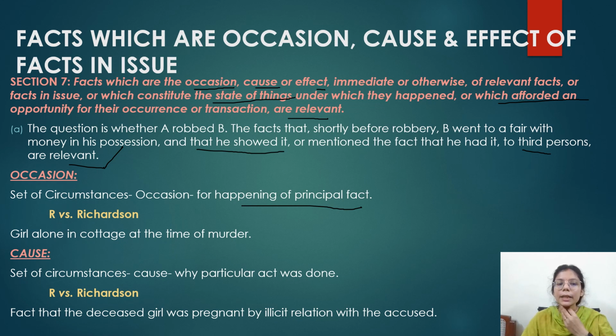In the R versus Richardson case, the girl was alone in the cottage at the time of the murder, so it provided an opportunity and the occasion as well, the occasion that there is nobody else present and the committing of murder of such a person is possible. So that girl was alone in the cottage at the time of the murder, which is the cause, the set of circumstances which explain why the particular act was done. Here, in R versus Richardson, the deceased girl was pregnant by an illicit relation with the accused. So the accused wanted to get rid of the girl as well as of the pregnancy. That is the reason he committed the murder.